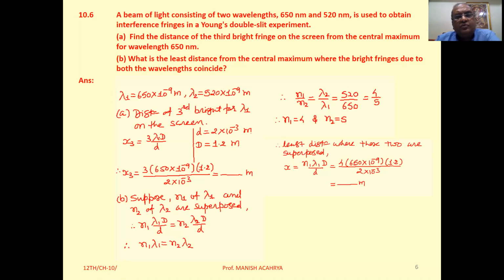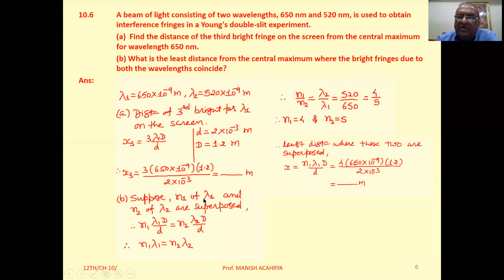Now when these two superpose, it implies that the distance of both n1 and n2, that is same one. So we can write n1 lambda 1 capital D by small d, that is equal to n2 lambda 2 capital D by small d. D cancelled. So n1 lambda 1 equal to n2 lambda 2. So n1 upon n2, that is equal to lambda 2 by lambda 1. So 520 by 650. So the minimum ratio, that is 4 by 5, because here we want the least distance. So we have to consider the least ratio of this one.